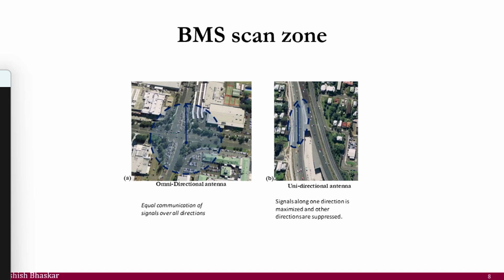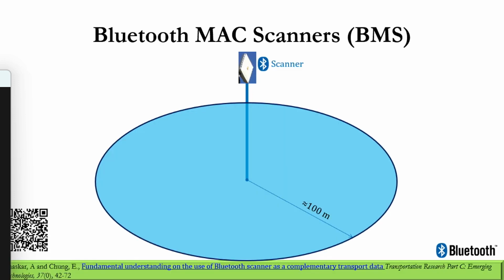Antennas can be of different shapes. You can have an omnidirectional antenna capturing all the directions, or you can have a directional antenna only focusing on one direction. Just to tell you that basically it all depends on how you configure your scan. So the concept is very simple. I have a master device which has a scan zone, as you can see here, an omnidirectional scan zone, 100 meters.